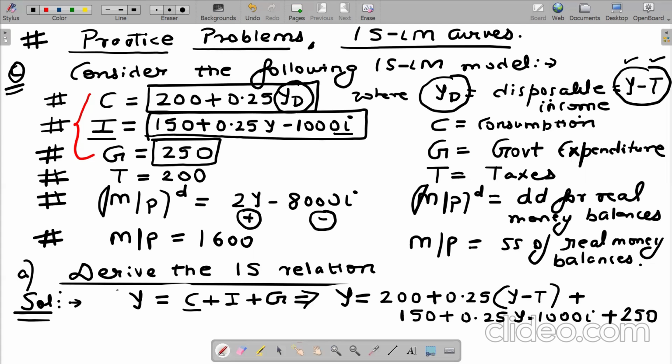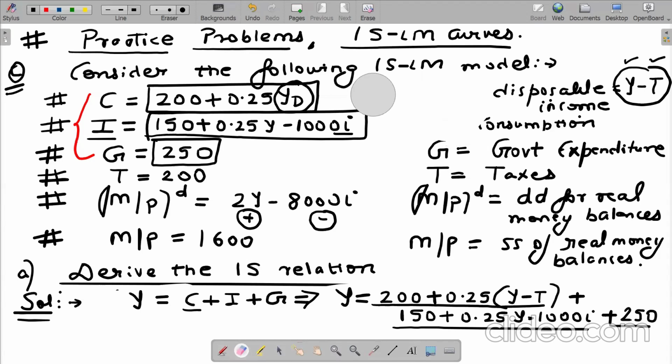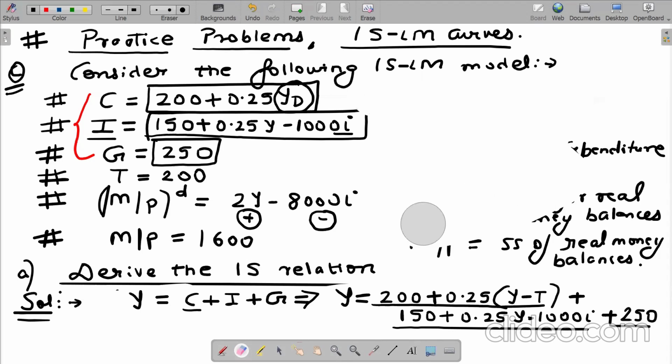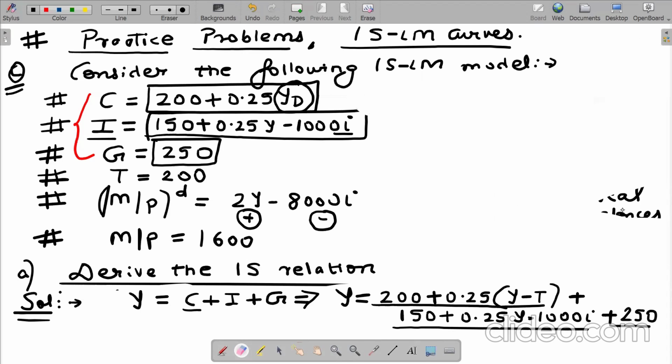So I have substituted all the values. This whole thing is my C, this is my I, this is my G. And now we are going to solve this equation and write Y in terms of i. So let's quickly start solving this. Let me erase this part now, because students by now should be comfortable with the symbols they have written. I'm going to use this page to do the math.